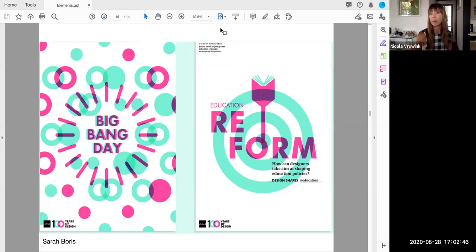And then on the right, we've got this bullseye that's created with this arrow that actually is a book on top, and it's talking about education reform. So just simple shapes are telling us so much about what this is all about.